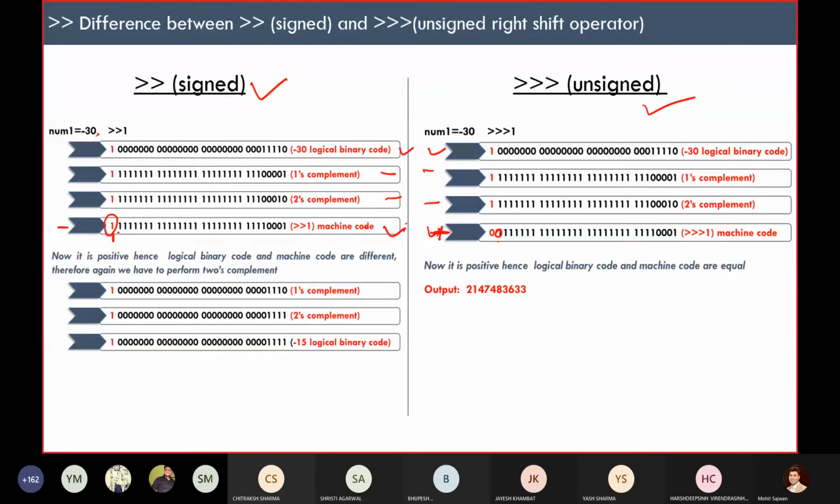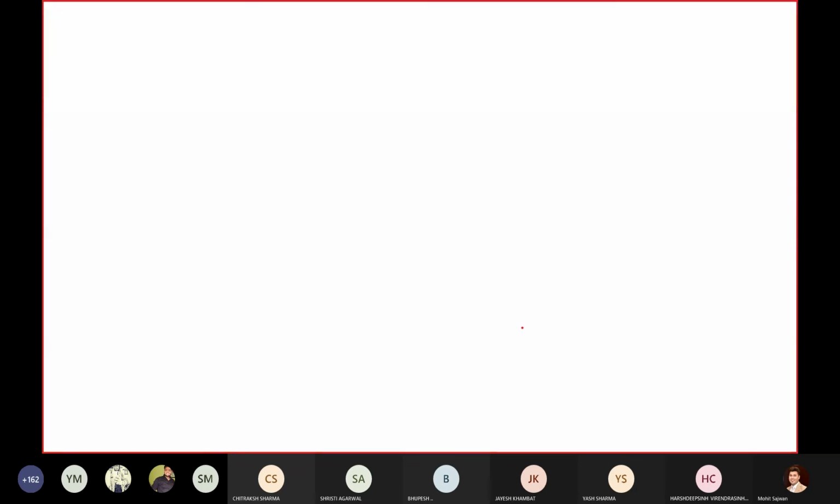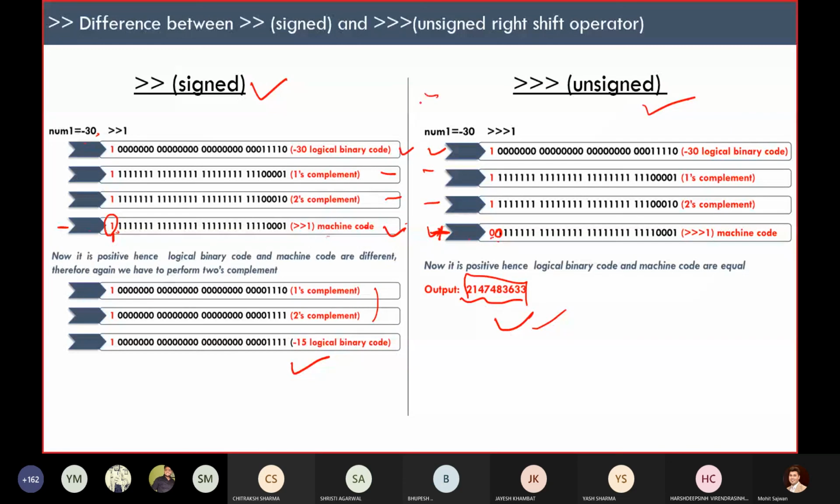So if we are getting a negative number and we want to know what this number is, then we have to again perform 2's complement. That is why we are getting this number. And here in this case, we are getting a positive number, so no need to compute it again. So this is the output we are getting. Okay. So this is all about our positive as well as negative numbers.